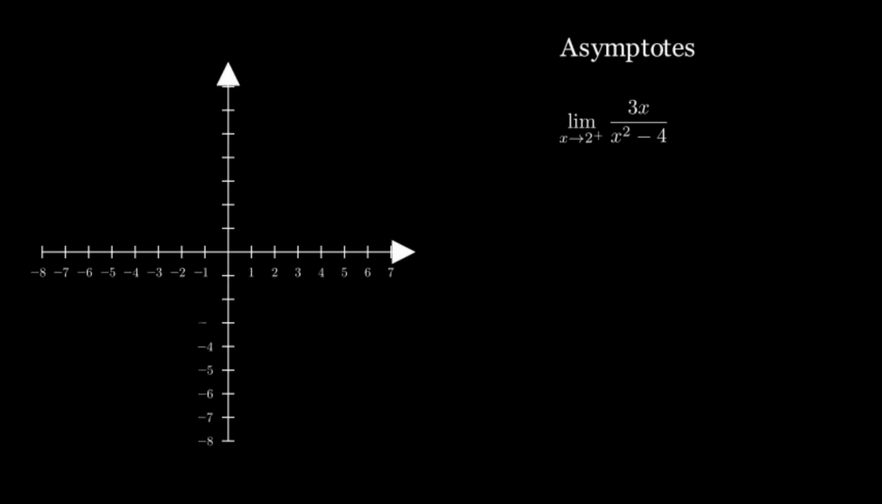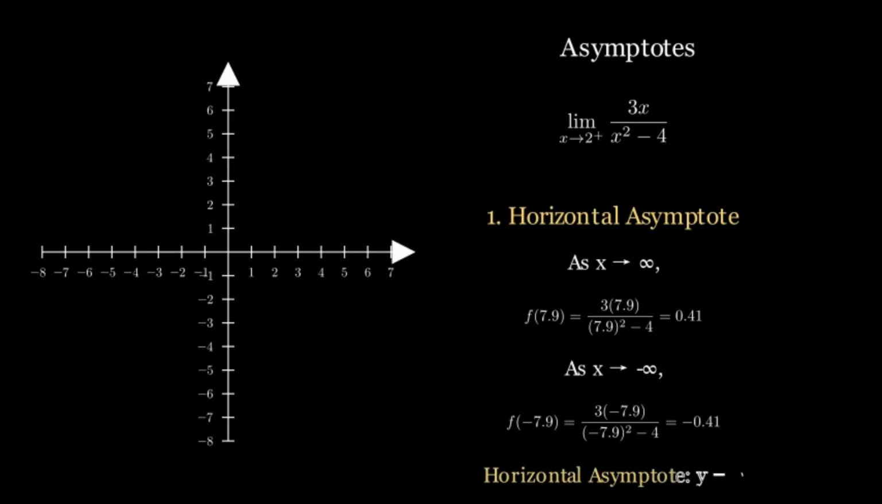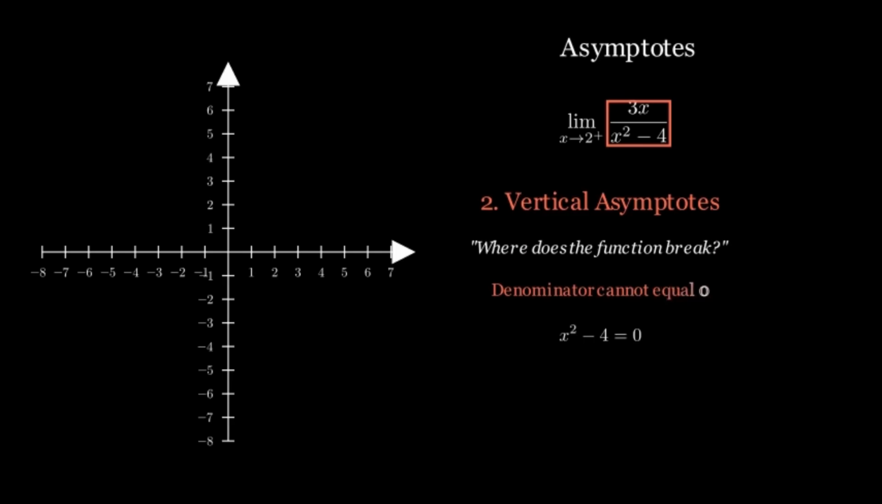We need to solve some questions graphically. Here's an example. Let's find the horizontal asymptote. As x approaches infinity, you see it goes to 0. And as x approaches negative infinity, it goes to 0, but from the negative side. So we have a horizontal asymptote. For the vertical asymptote, we ask, where does the function break? And that's when the denominator is equal to 0. And we can factor that until we get x equals plus or minus 2.